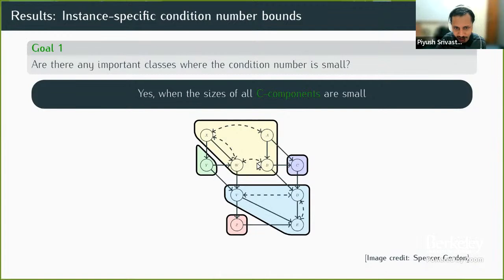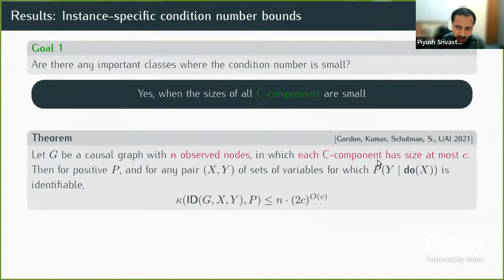And when the sizes of all the C components are small, the condition number is not too large. So if you have a graph of N observed nodes, each C component is size at most c, then at least for positive P, the condition number for causal identification, for which the identifiability actually holds, is n times something that depends upon the size c. So this is not tight. We'll come to see later that this is not tight, but at least this gives us a bound.